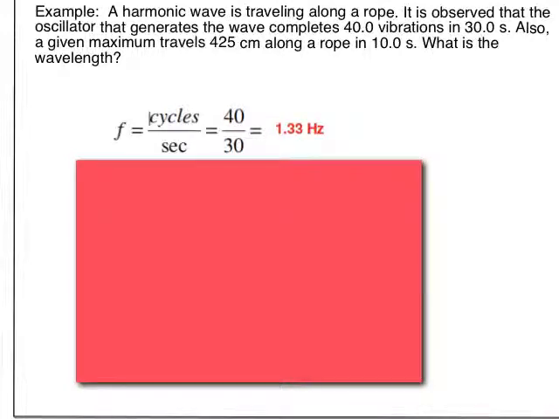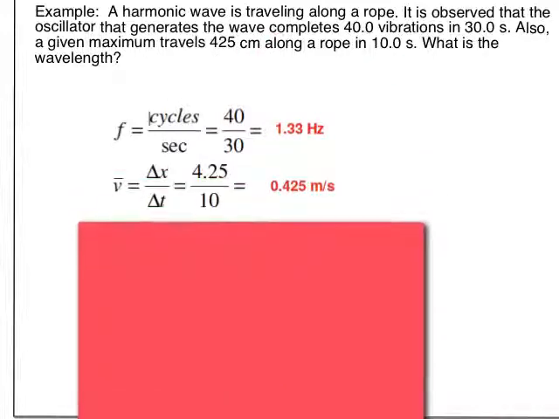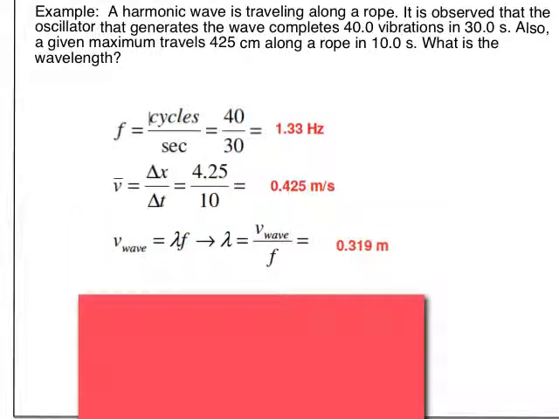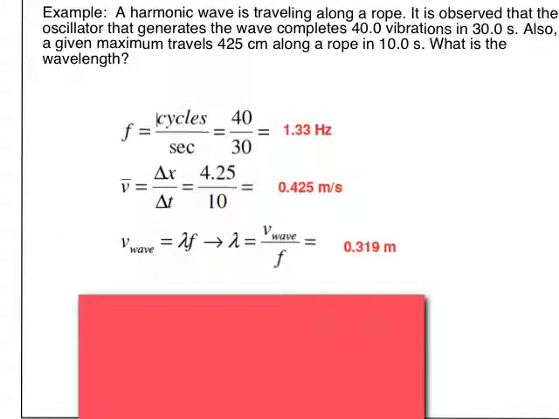Next, we have enough information to find the speed of our wave. I know we talked about wavelength over period, but remember that the speed of something can be any distance over time, so we're going to use those two numbers to find our speed. So we have 425 centimeters, don't forget to convert that to meters, and a time of 10 seconds. So this gives us a speed of that pulse or wave as 0.425 meters per second. Now that we know the frequency and the speed, we can use those two things to calculate our wavelength. And you should get a value of about 0.32 meters.